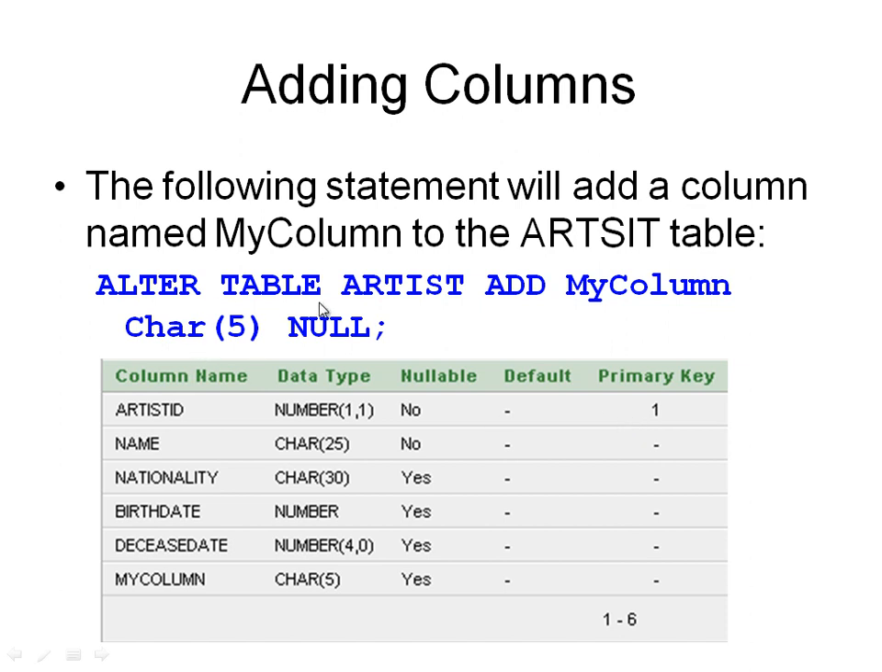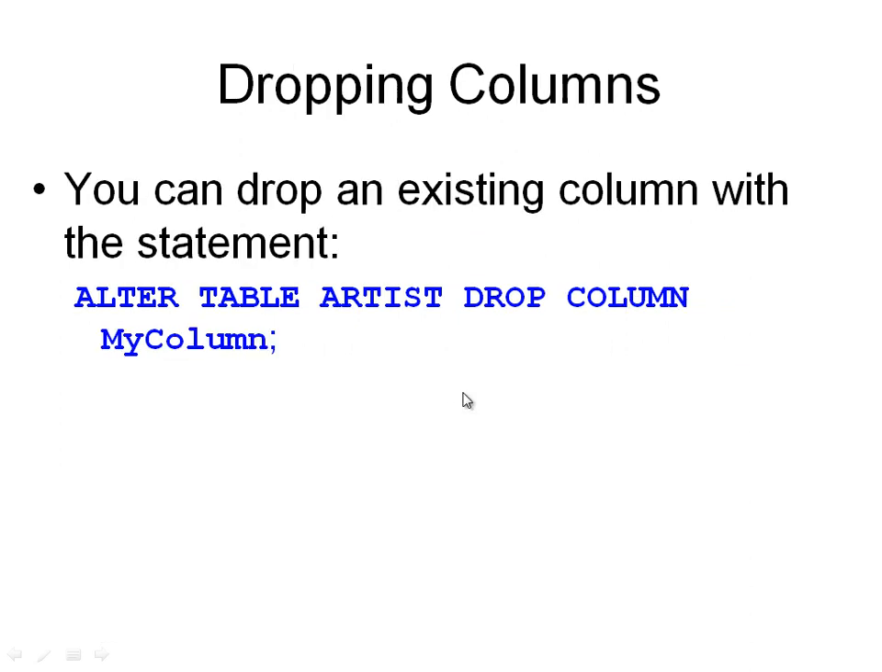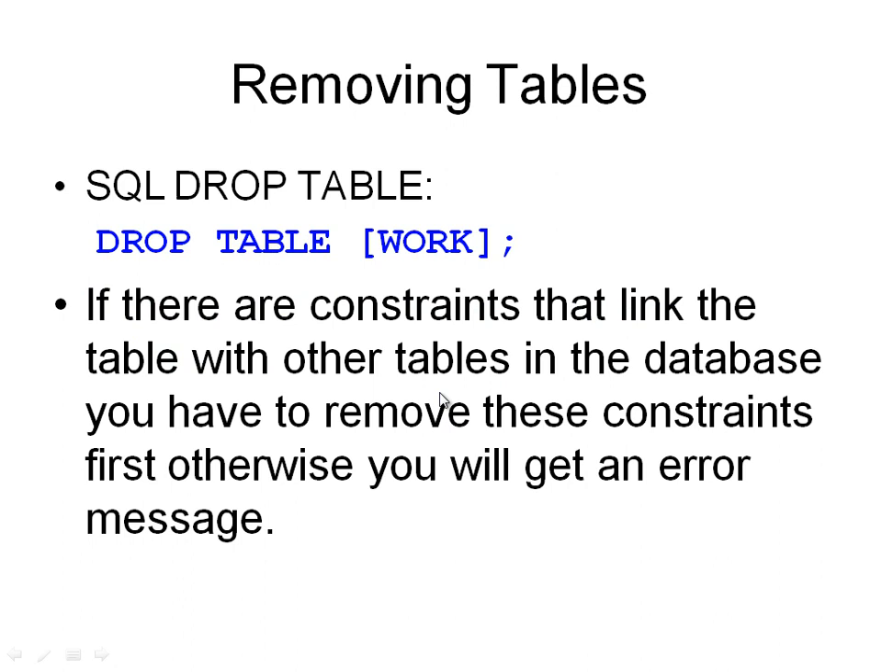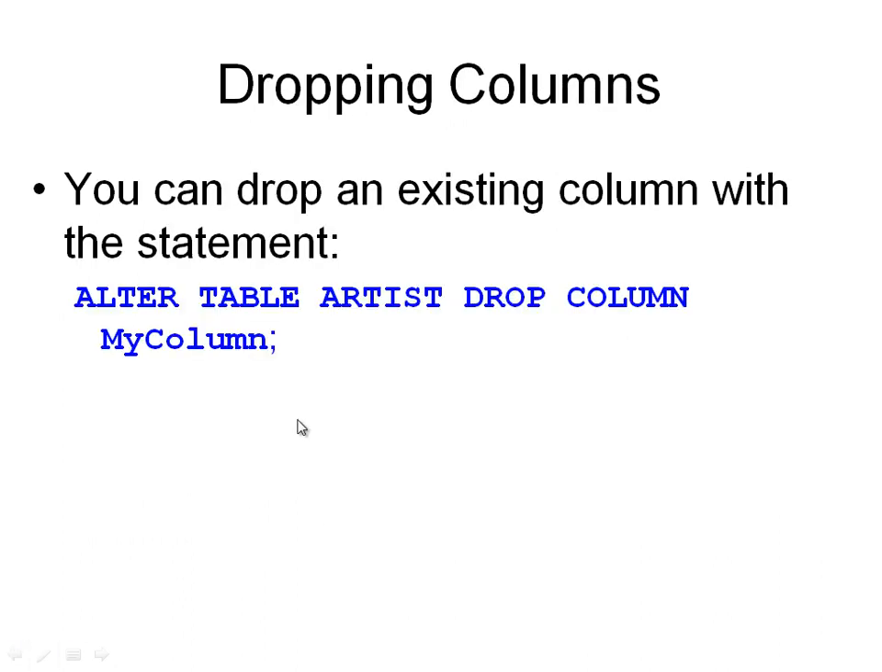Now I can alter that table and add a column that we will call my column, which is character 5 and null, so it will be added over here. And I can also drop that column, so you can say drop column and it will drop the column that you just added.